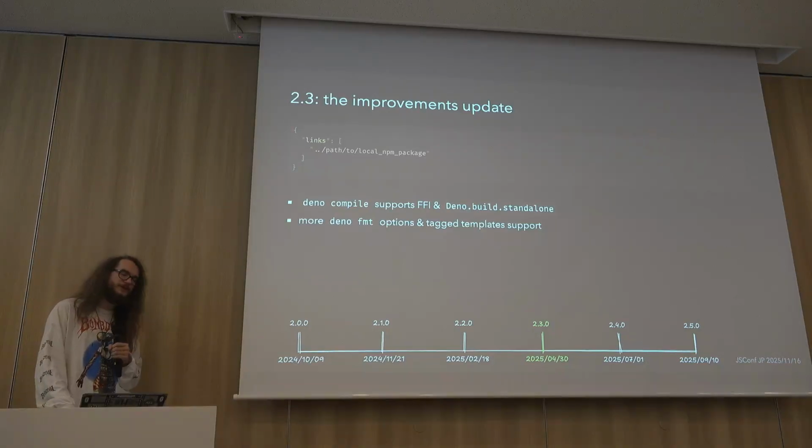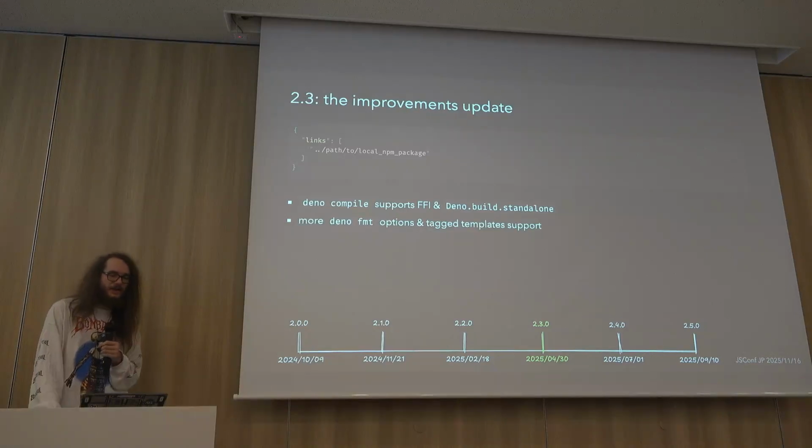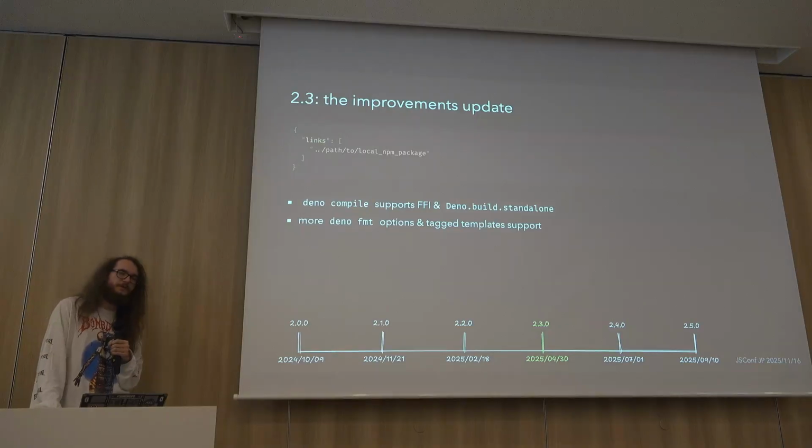And then we have more Deno format options. We added 14 more options to Deno format related to all kinds of things. I think semicolons, potentially indentation to some degree. And we added support for formatting in tag templates. So for example, if you have an HTML tag and then a template tag for that, it will be able to format that. HTML, CSS, and SQL are supported currently.